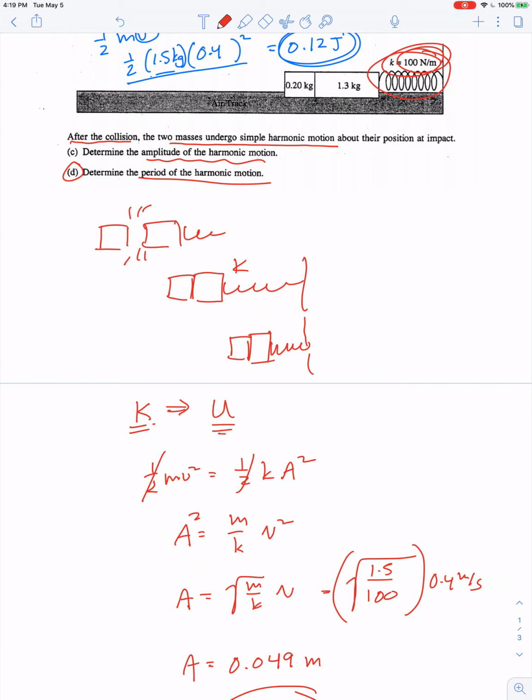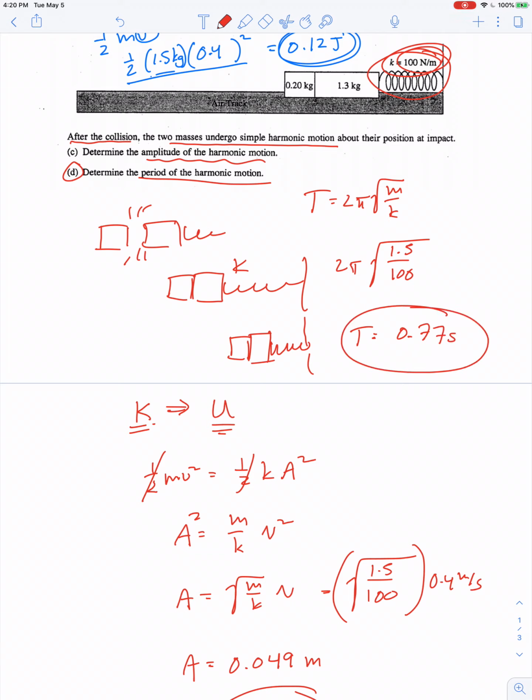Determine the period of the subsequent motion. Period is equal to 2 pi times the square root of m over k. So this is 2 pi times the square root of 1.5 over 100. And we get a period of 0.77 seconds. Okay, so there's a pretty straightforward problem on combining simple harmonic motion with collisions.